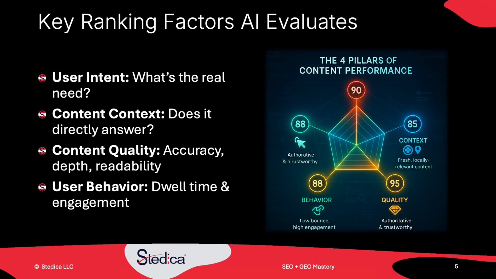AI doesn't just see your page, it understands it. This means you can't just trick the system with keywords or backlinks. Your content needs to genuinely satisfy user intent.